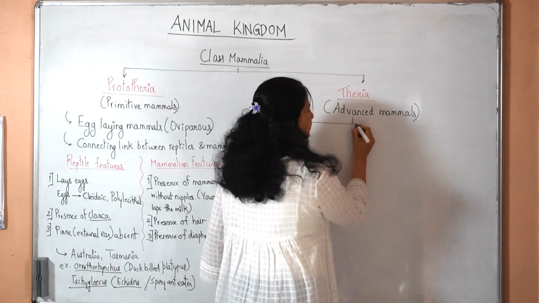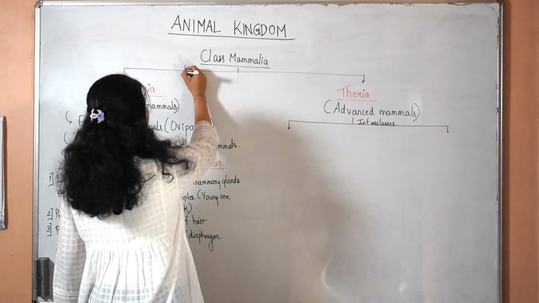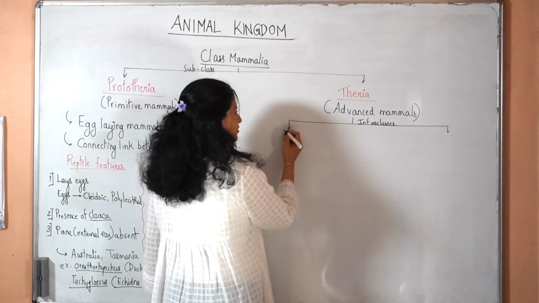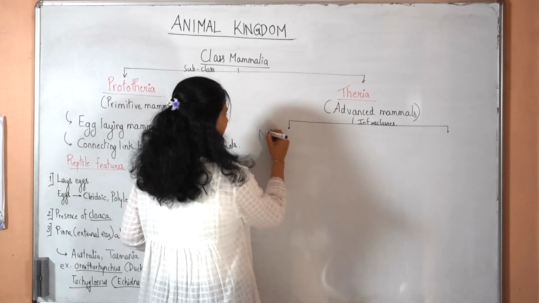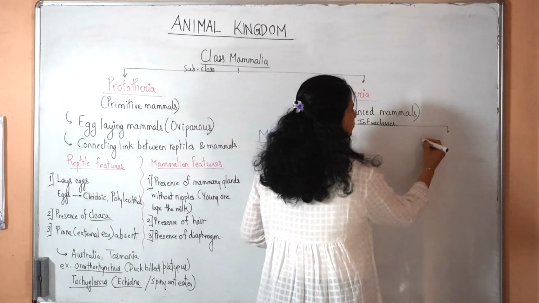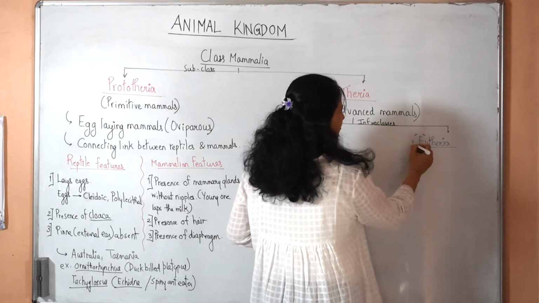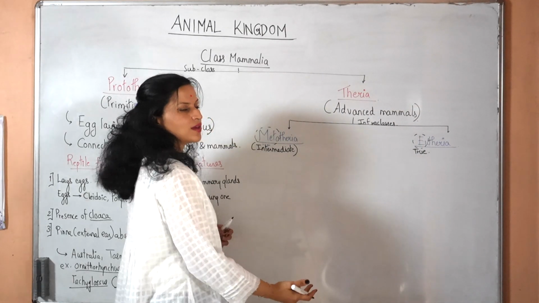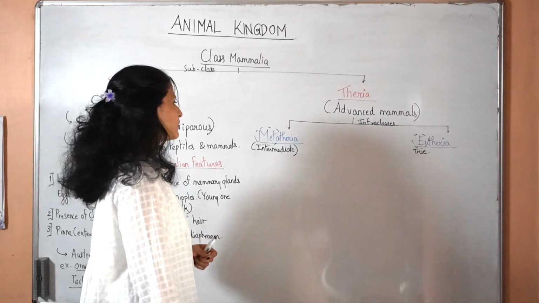Subclass Theria is further divided into two infraclasses. These were the subclasses, and Theria is divided into two infraclasses. The first one is Metatheria and the second one is Eutheria. Meta means intermediate and Eu means true. Theria, you can say they are mammals. It actually means beasts. Intermediate mammals, true mammals.